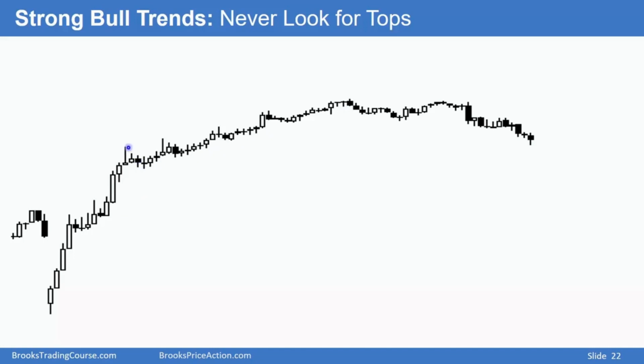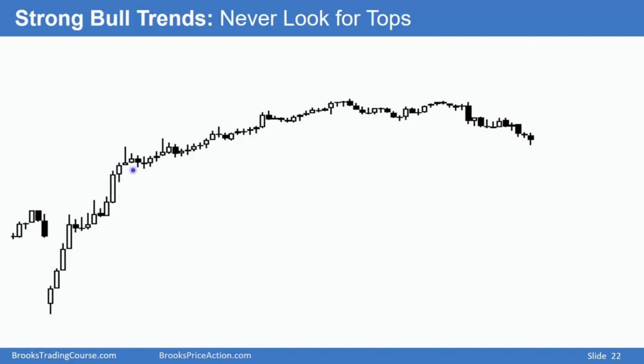Here, a very strong bull trend. We got a wedge top, 1, 2, 3. Maybe another wedge top, 1, 2, 3. Strong bull trends, maybe a parabolic wedge, 1, 2, 3. Strong bull trends are always forming wedges. They're always trying to reverse.